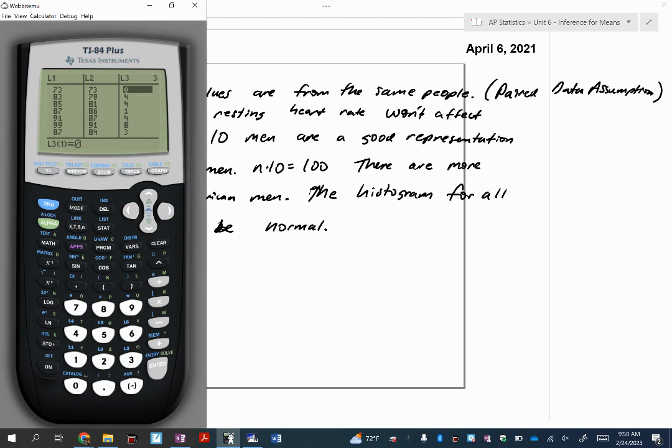Wait, hold on. You still need, after the number 3, you need 2, -1, and 3. 2, -1. Got it? All right, here we go. Second, y equals. Turn the first one on. Sorry. It's okay. Make sure you click the histogram graph.